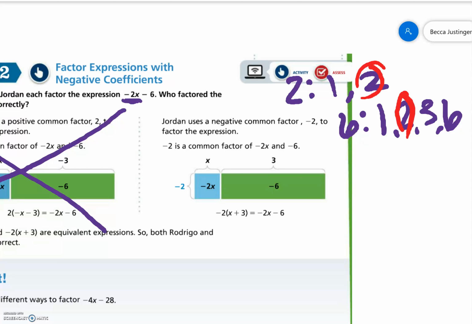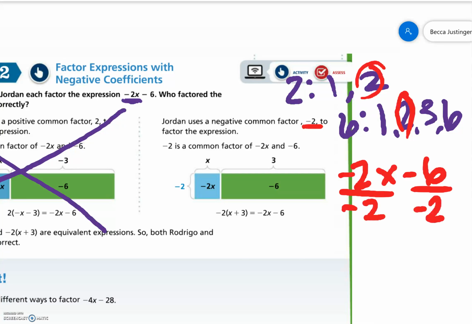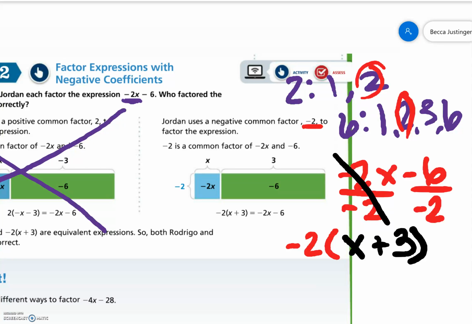So I'm going to pull out a 2, but the beginning number is negative. So I'm going to pull out a negative 2. What I mean when I say pull out, I mean I divide by negative 2. So I've got negative 2x minus 6. I'm going to divide by negative 2. But please remember, when you divide, it does not disappear. It goes on the outside of the parentheses. Then when we divide, what goes on the inside is our quotient. Now, negative 6 divided by negative 2 is positive 3. So our answer is negative 2x plus 3.